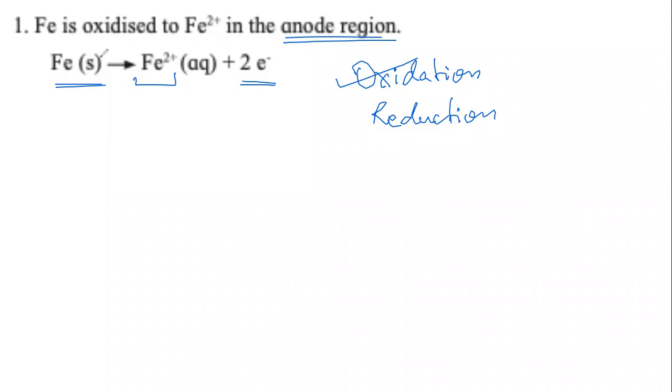Why is it oxidation? Because we are losing electrons, and also see the charge is increasing. The positive charge is increasing. So we say iron is oxidized to form Fe+2 ions. Fe+2 ions are also called ferrous ions. We studied this yesterday afternoon. This is what is happening at the anode.